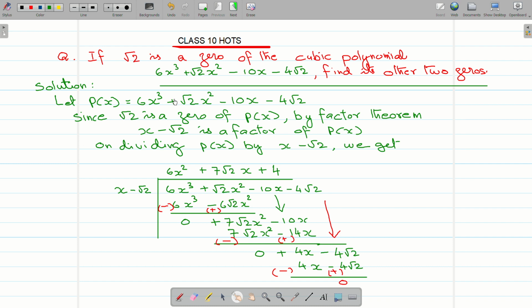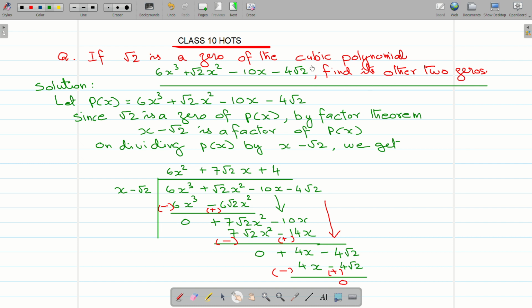Hot questions from polynomials. If root 2 is a zero of the cubic polynomial 6x cube plus root 2x square minus 10x minus 4 root 2, find its other two zeros.